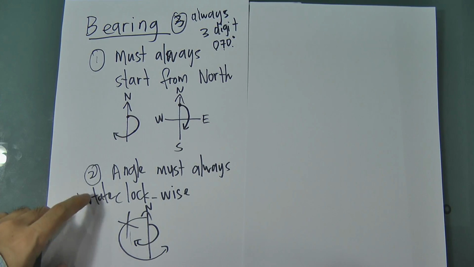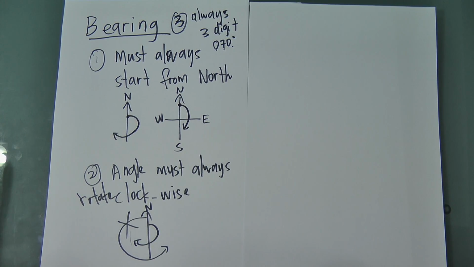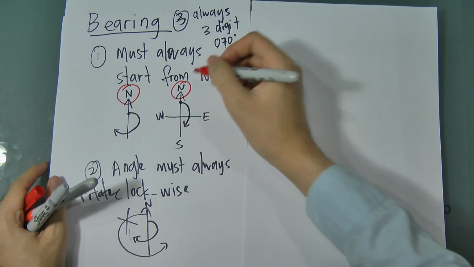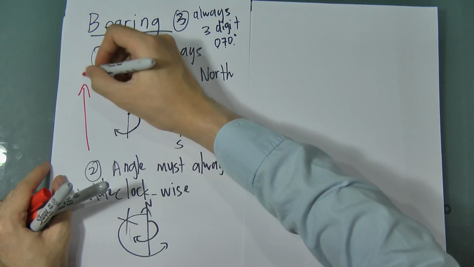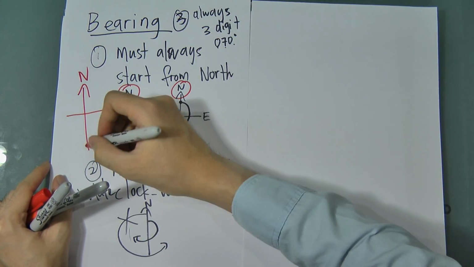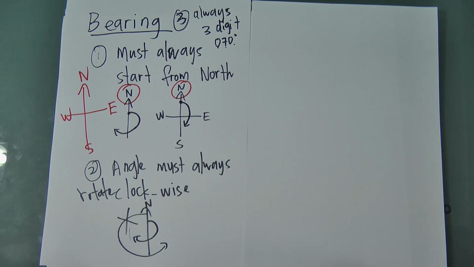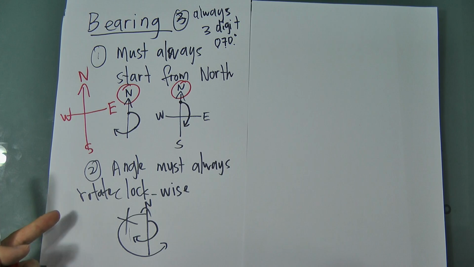So the first and second are very important. Let me repeat one more time. The bearing must always start from north. North is very important in the bearing. In bearing you must be very good at direction. This is north, so this one will be south, east, and west. Don't mess up the direction, because bearing direction is very important. The other information is the angle must always rotate clockwise.